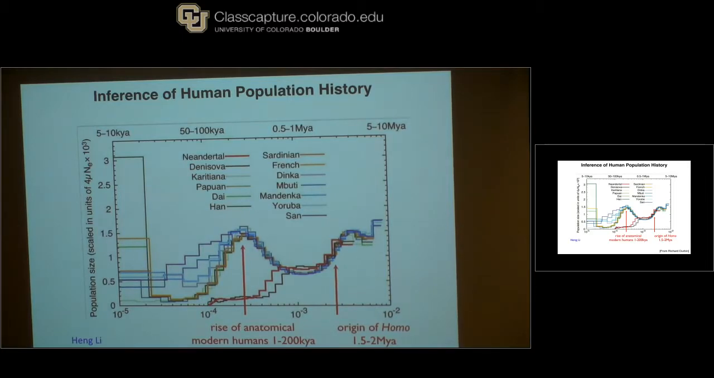But people are, so my colleague David Reich is one of the best known, or Svante Paabo, and many others, digging up graveyards all over the world and sequencing bones from hundreds to thousands to tens of thousands of years old. People are digging up Neanderthals, and other ancient populations like Denisovans and so on. So there is actually a tremendous amount of effort this way.